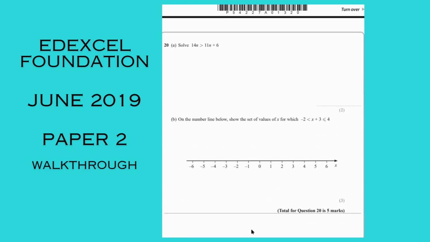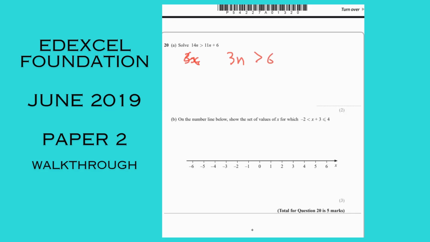On to number 20. Good old inequalities. They don't look the friendliest, but they're well worth some effort. I do think inequalities are an untapped resource. Question 20 here. Subtract 11 and treat it like an equal sign. If it was an equal sign, you would hopefully be subtracting 11x from both sides. So in this case, 11n from both sides.